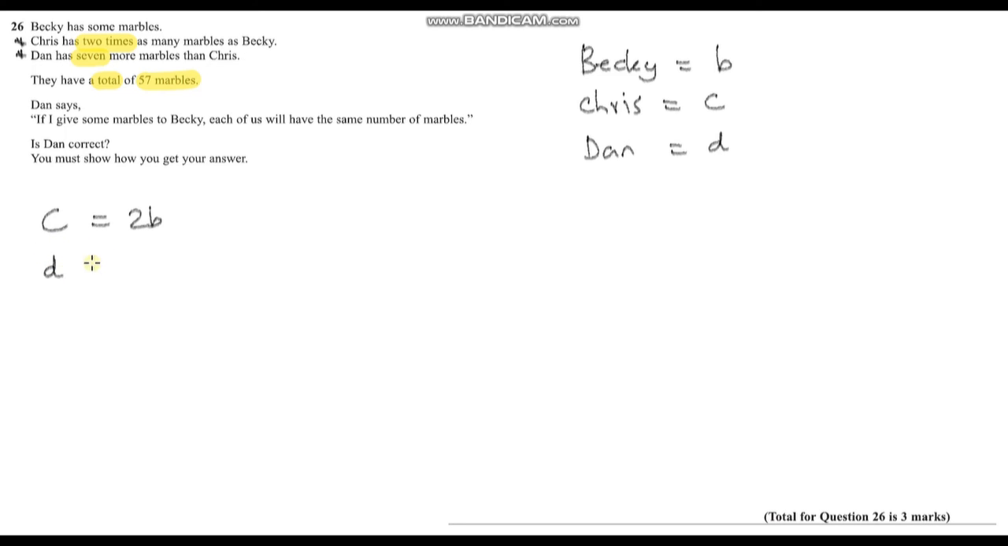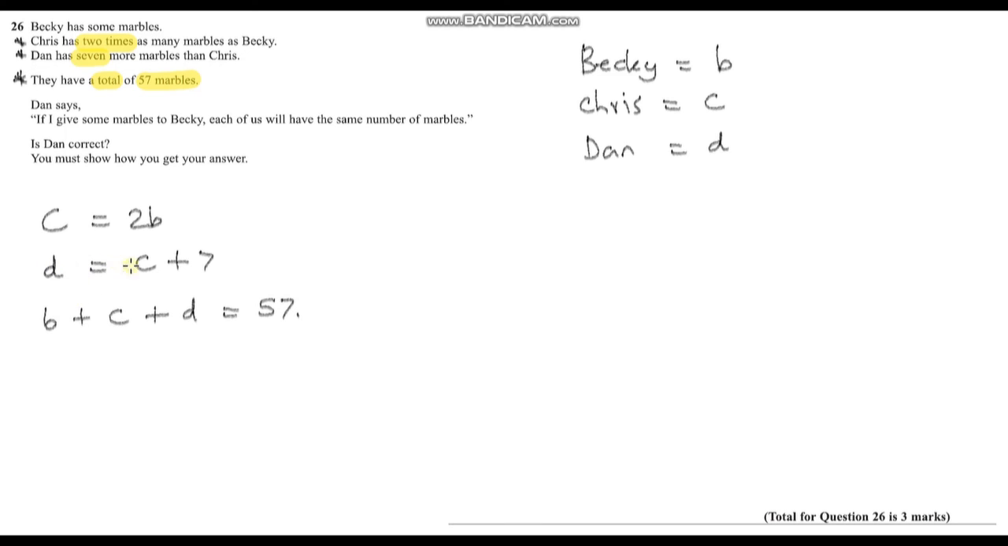So Dan has 7 more marbles than Chris. So it'd be Chris plus 7. And then this one here, it says they have a total of 57 marbles. So B plus C plus D is equal to 57. So with all of this information, we've got 3 equations and we've got 3 unknowns. So with this, we can actually work out how many marbles each person has got.